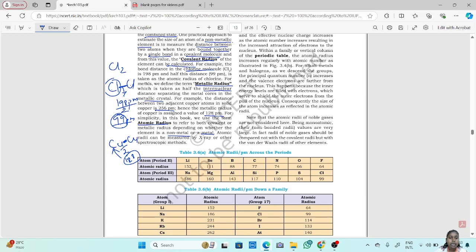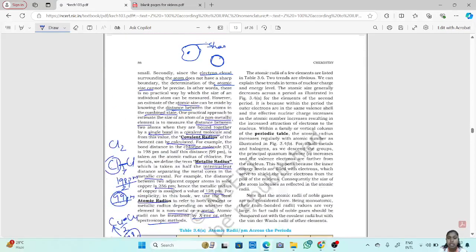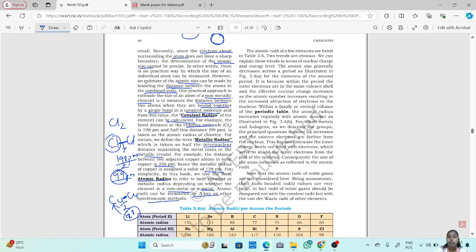Now atomic radii can be measured by X-ray or other spectroscopic methods. How do you determine atomic radii? You can determine them by X-ray or spectroscopic methods. The atomic radii of a few elements are listed in table 3.6.